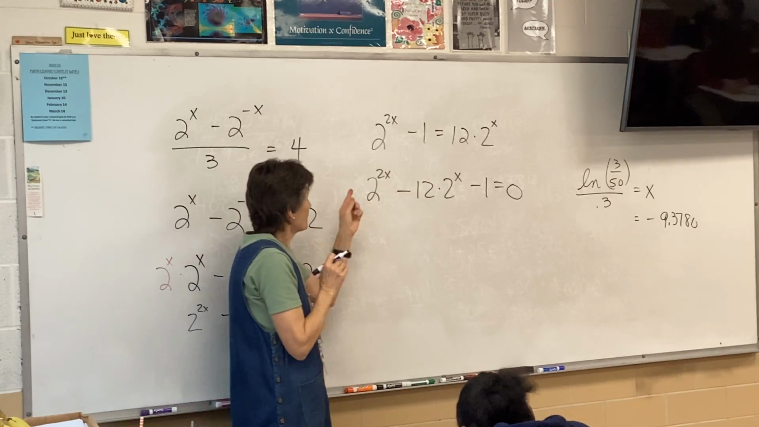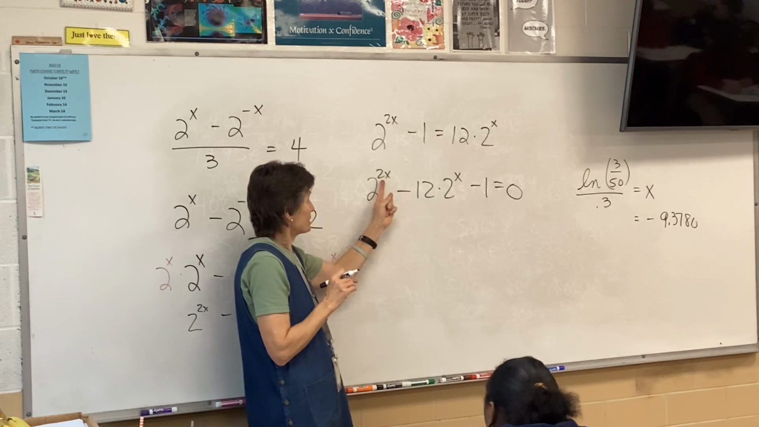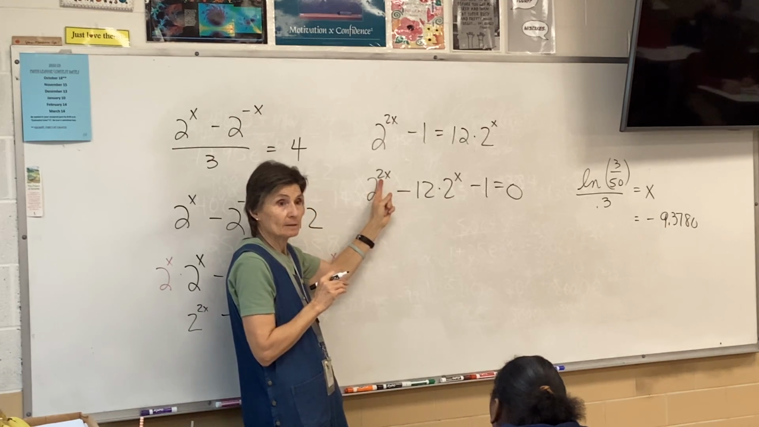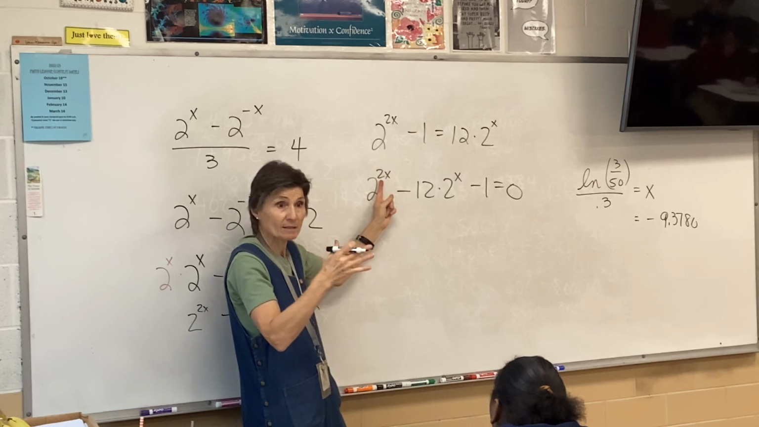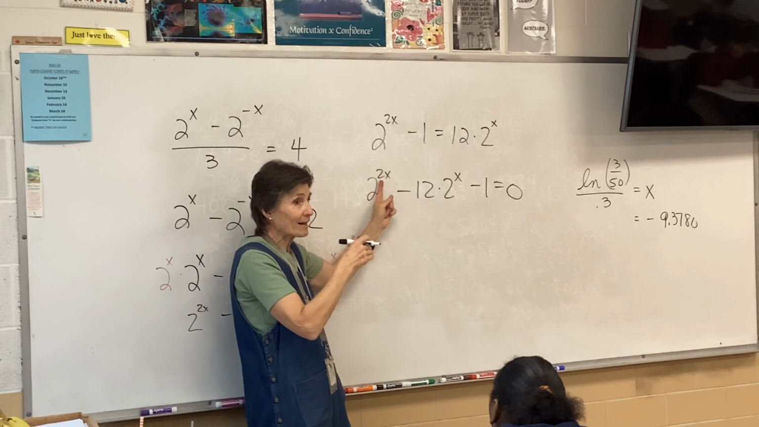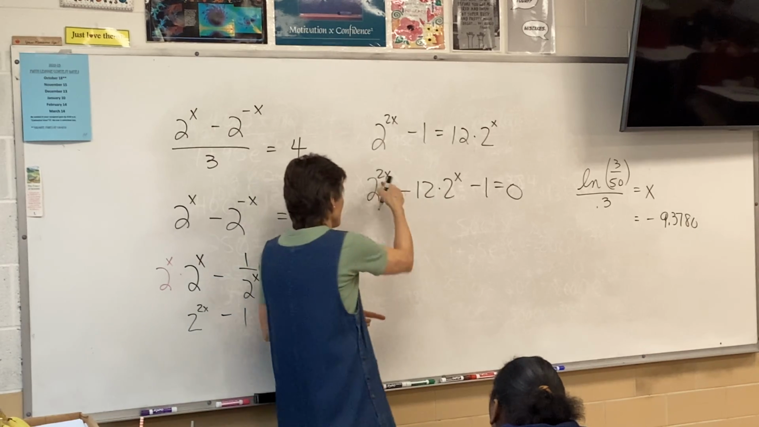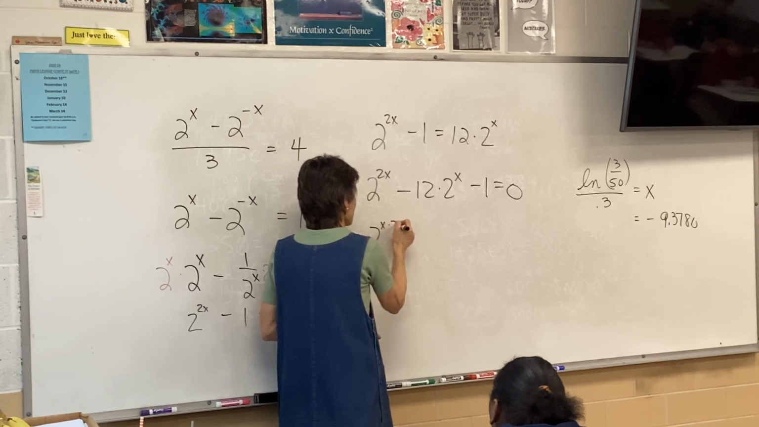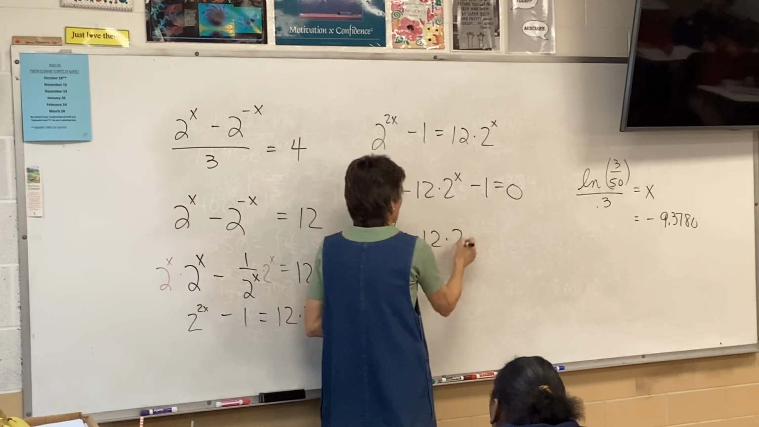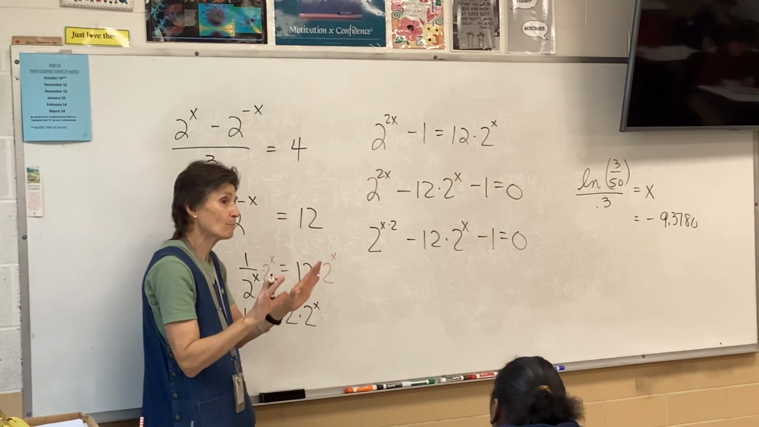Now, I need you to think outside the box here a minute. This is 2 times x, right? X plus x was 2x. And 2x is exactly the same as x times 2. Now, we never write it that way, but this would be the same as this. Now, I know what you're thinking. You're thinking, why is she doing this? Just hang on. This is a hard problem.